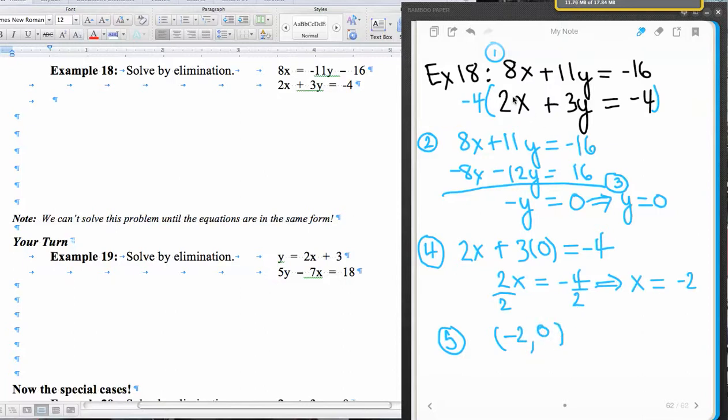And then I can check and see if it's true. Negative 16 plus 0 is negative 16, check. Negative 4 plus 0 is negative 4, check. And so that is indeed my solution.